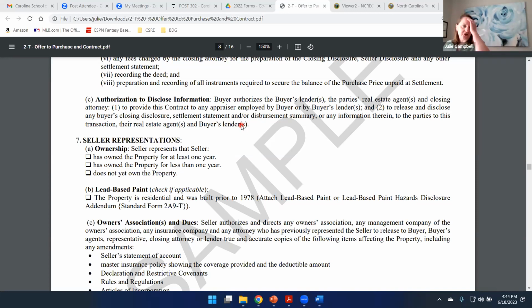Any questions on provisions 4, 5, and 6? All about the buyer. I love that they break that out. If you're a buyer's agent, you know specifically what to focus on.